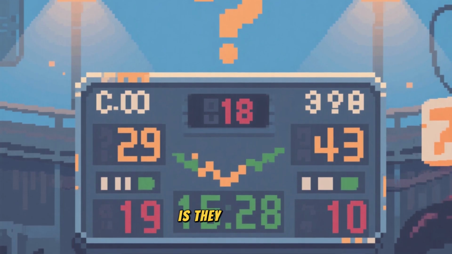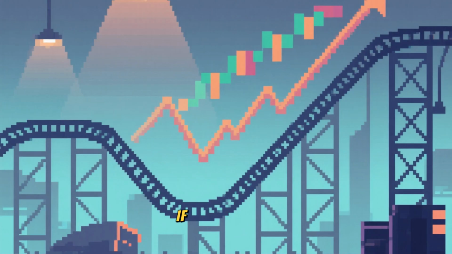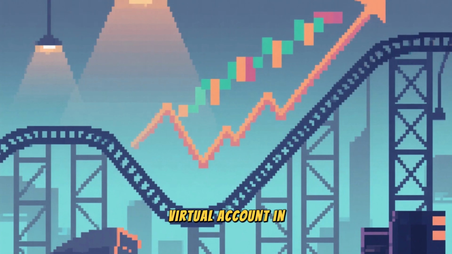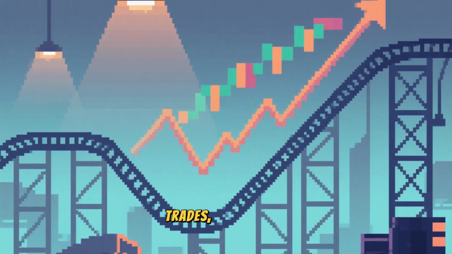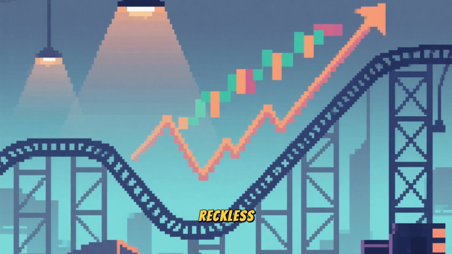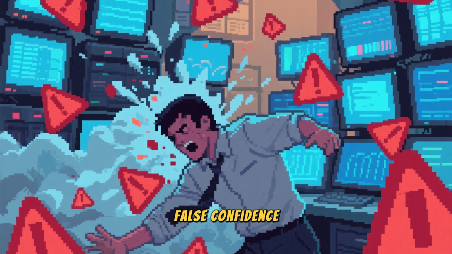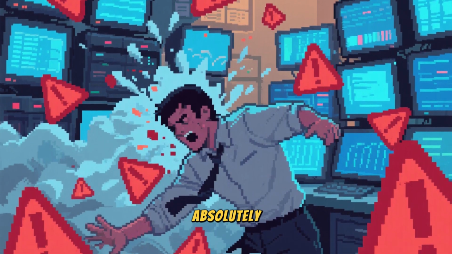Mistake number 2 is they confuse luck with skill. If you get lucky and double your virtual account in a month with a series of reckless trades, you haven't learned a thing except how to be reckless. You'll take that false confidence into the real market and get absolutely obliterated.